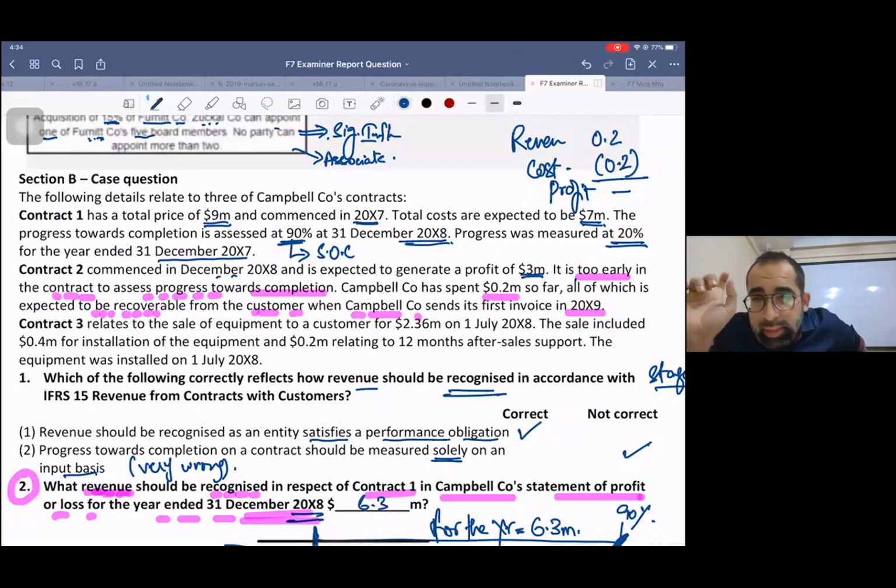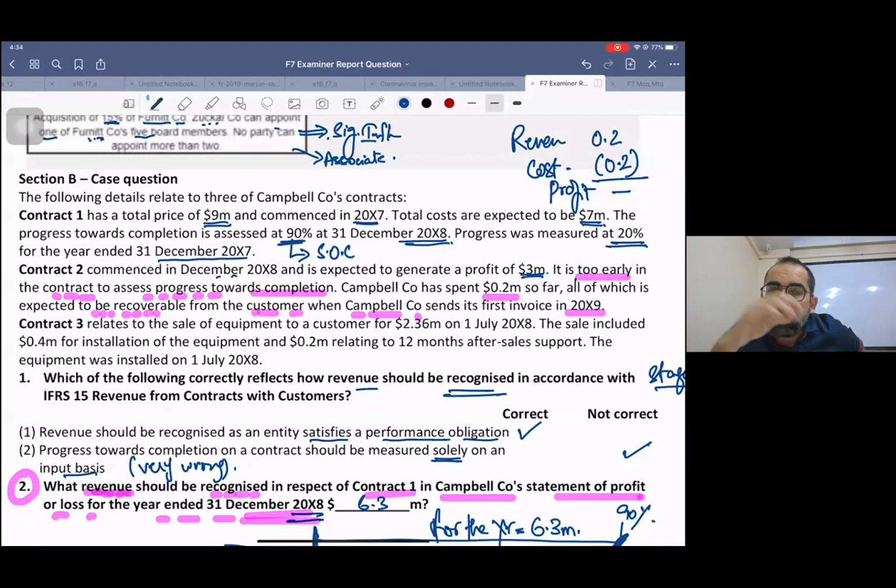And now this 0.2 million you will receive from the customer, not yet received. So this 0.2 million is something like your receivable, it's your current asset. So in short, three things you will be booking. You will be booking revenue of 0.2 million, cost of 0.2 million, and a contract asset, or I must say current asset, of 0.2 million. These three things you will be booking.